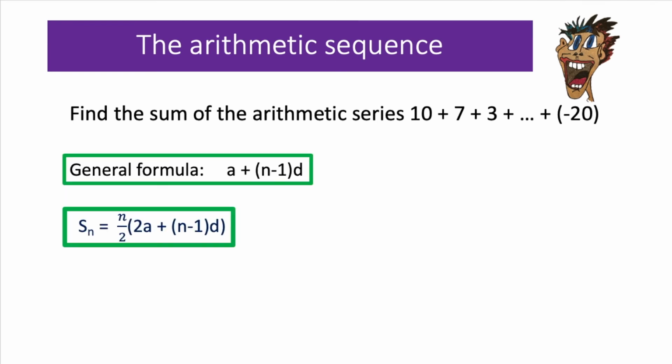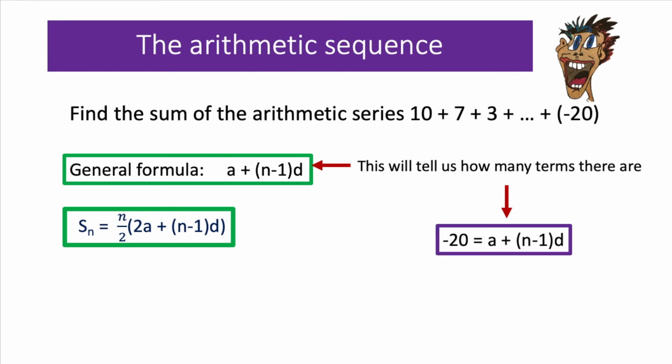So we've got a problem. First of all, I don't know how many terms there are, and I need to, in this equation, find the value of n. I can see that a is 10, I can see that the difference is -3, but I don't know how many terms I'm dealing with. So that's where this general formula is really important and useful. So filling in what I know, that the last term is negative 20, that a is 10 and that d is negative 3, I should come out with the value of n.